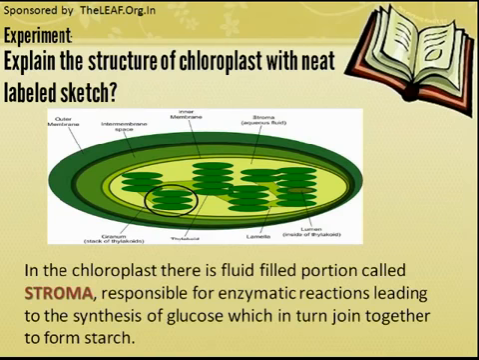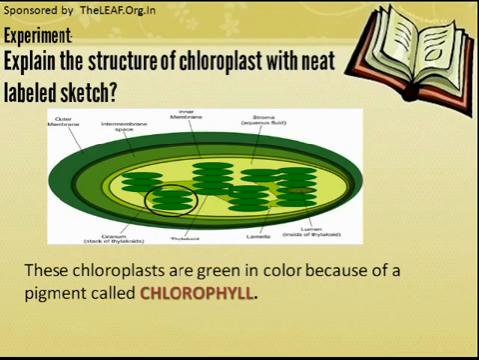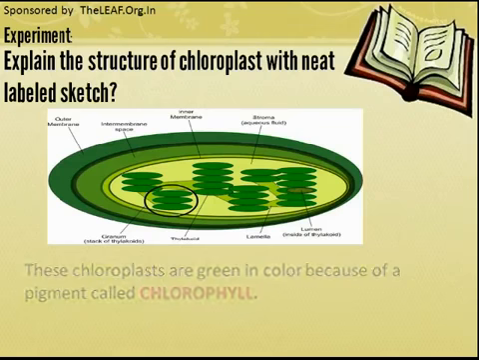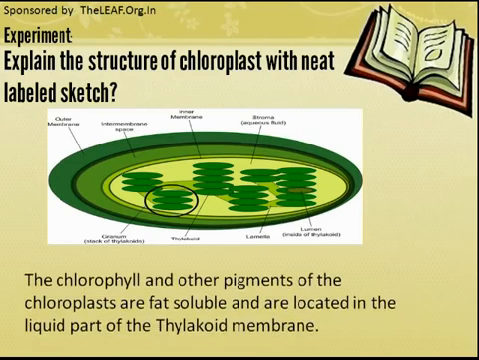In the chloroplast, there is a fluid portion called stroma, responsible for enzymatic reactions leading to the synthesis of glucose, which in turn joins to form starch. These chloroplasts are green in color due to the presence of a pigment called chlorophyll. So, this chlorophyll plays a major role in the process of photosynthesis.